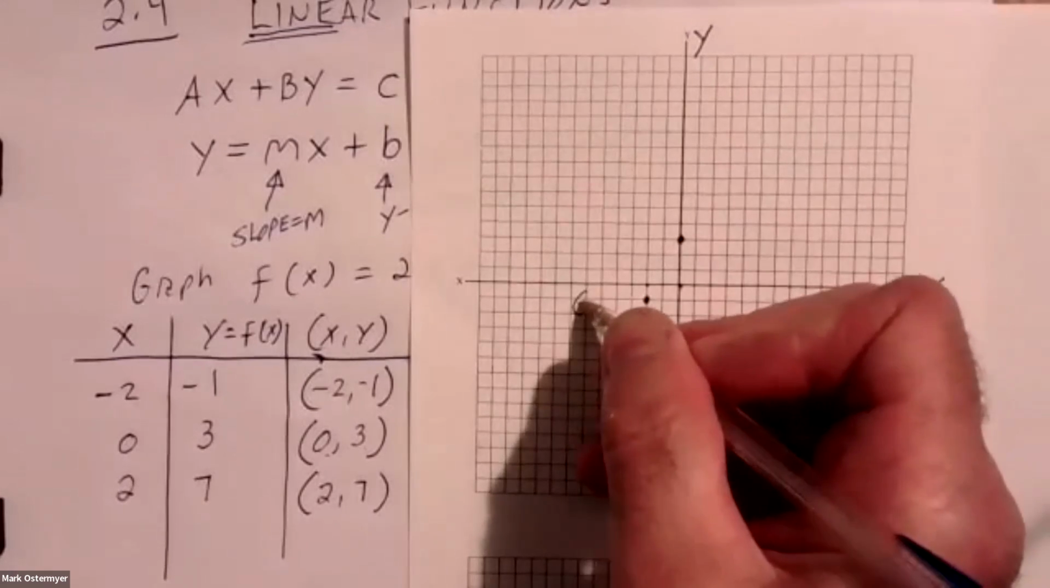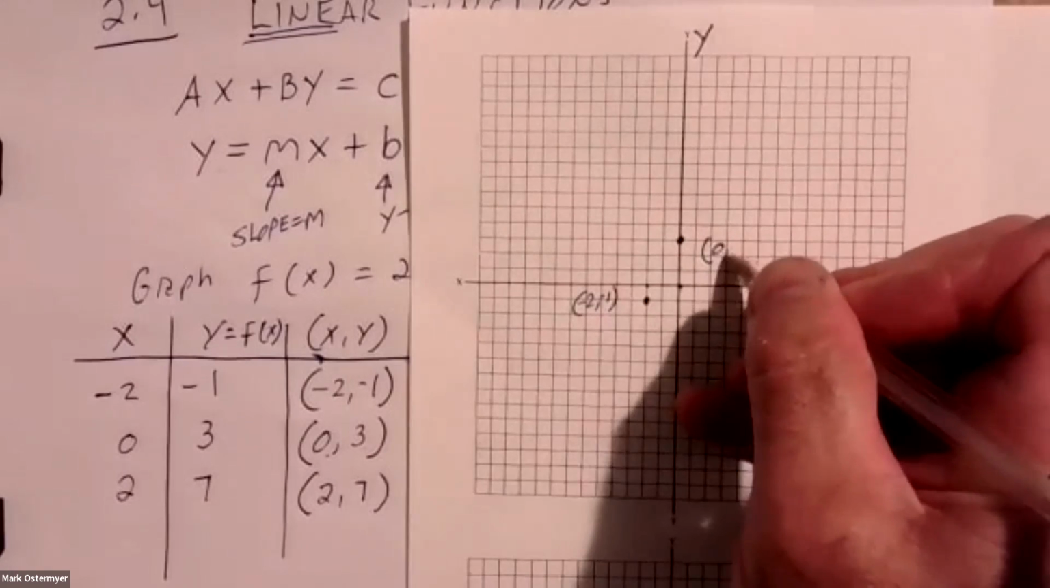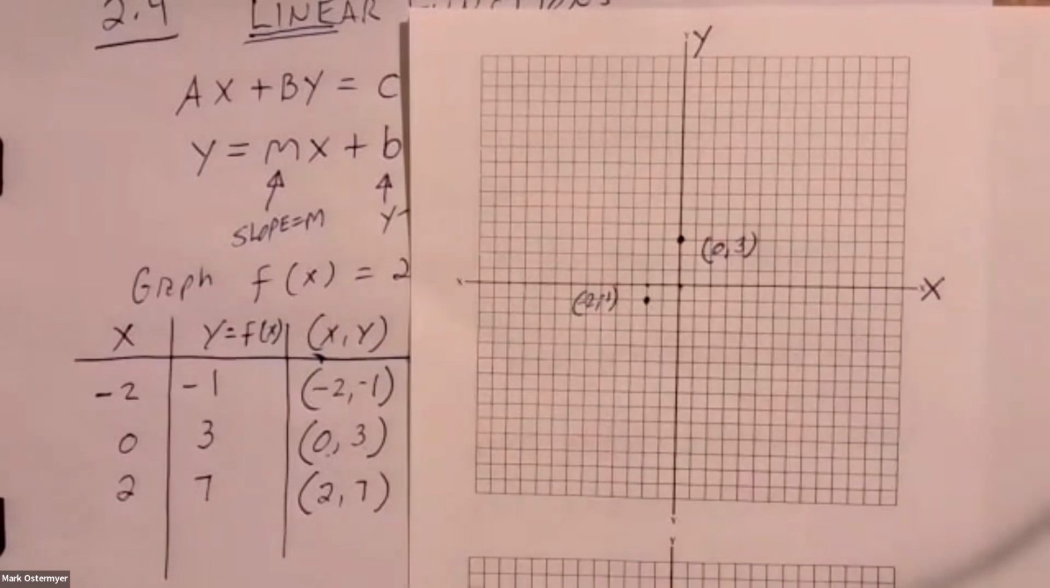Another thing you can do, you can label these points if you want to. It does tend to clutter your graph up, but if you make them small enough, it's really no big deal.